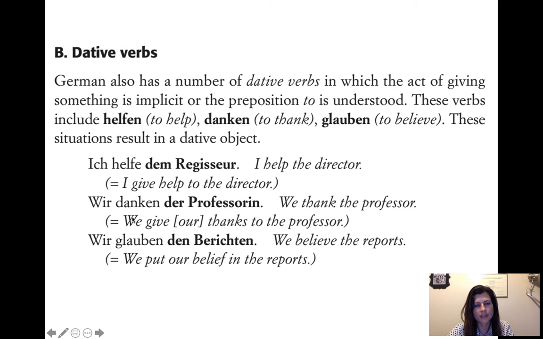So you might think about it as we give our thanks to the professor. So this is feminine dative, der Professorin. Wir glauben den Berichten. We believe the reports. So it's actually subject, verb, indirect object, and it's plural. So dative plural, den. And then this is a bonus N too.